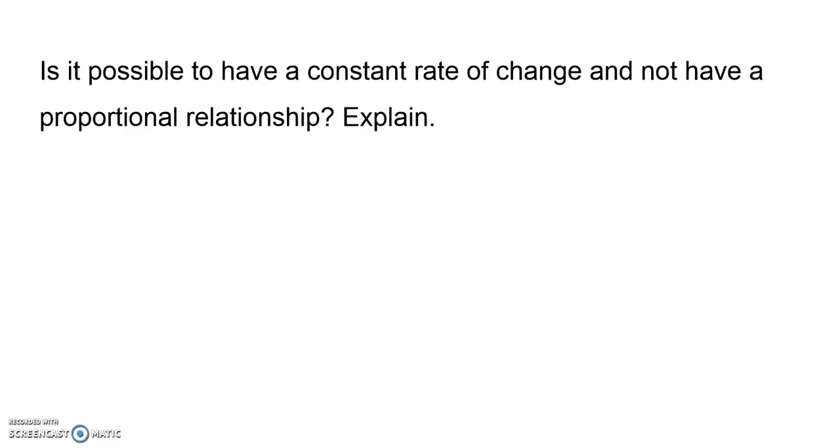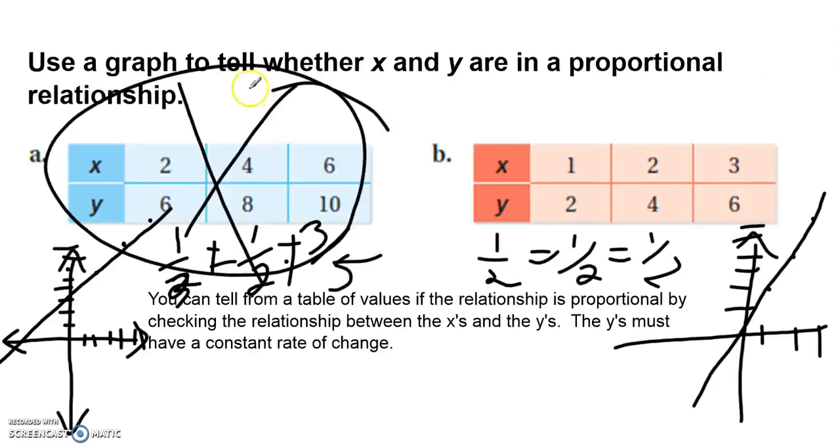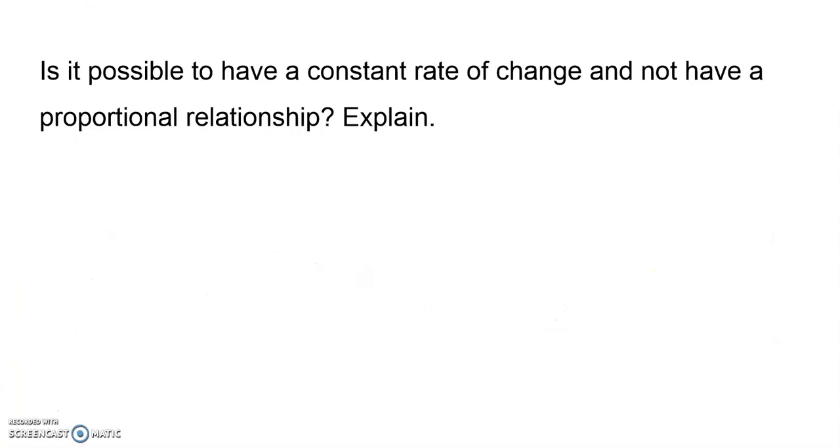So is it possible to have a constant rate of change and not have a proportional relationship? And yes, that's true. We saw that right here, and just explain it further. Like, this constantly changed the y, just like this one, but it wasn't proportional, and this one was. So just explain it a little bit in here.